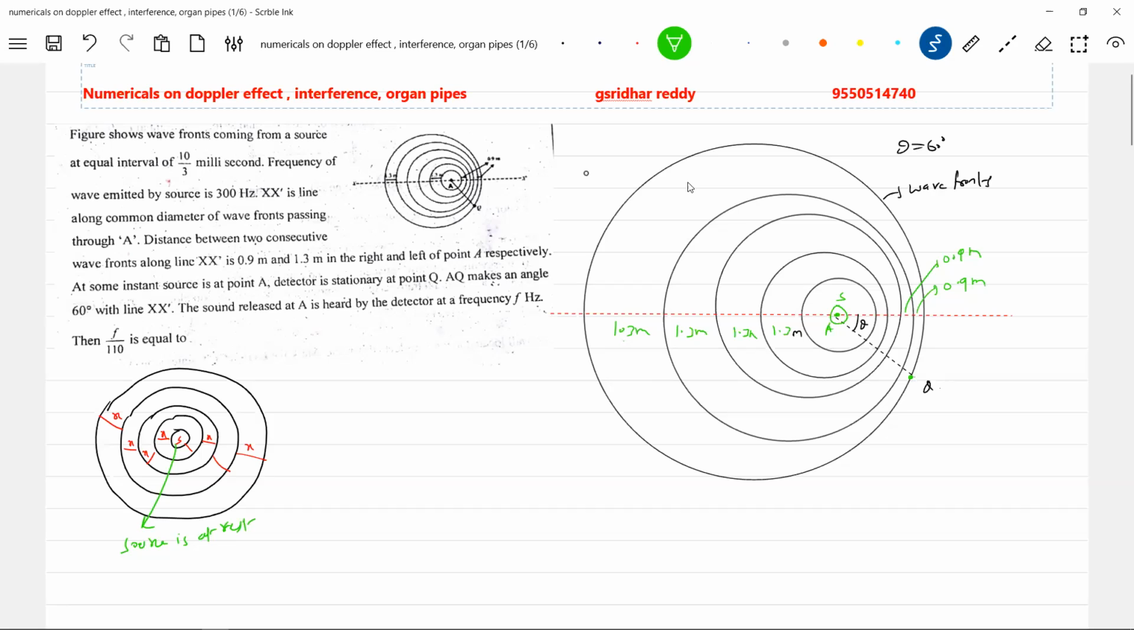When the source is moving, we see the wavefronts like this. So definitely, whether the source is at rest or in motion, in the diagram given in the question, it is in motion. Okay, now what to do for this? The question is how to analyze this particular thing. Okay, let's go for the Doppler effect.